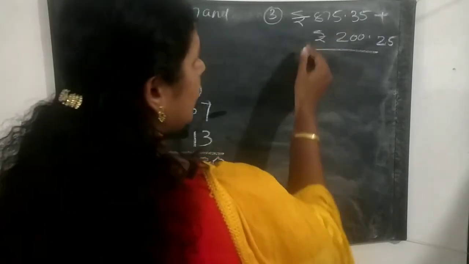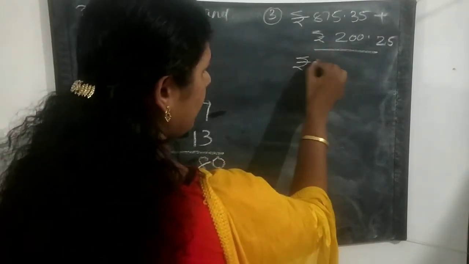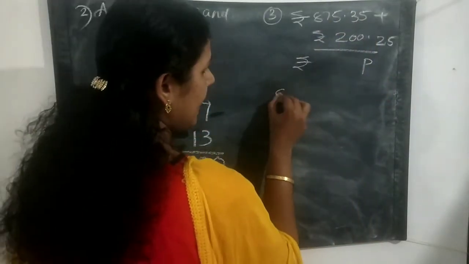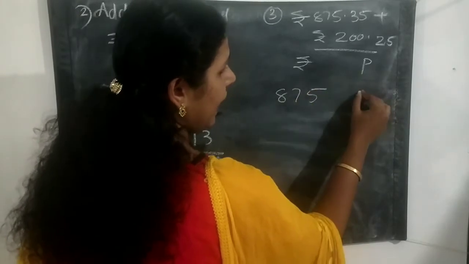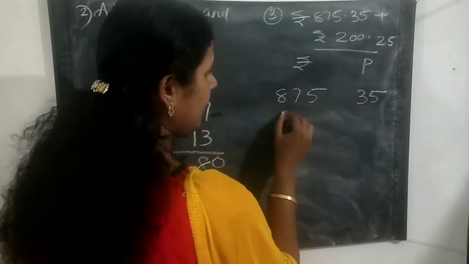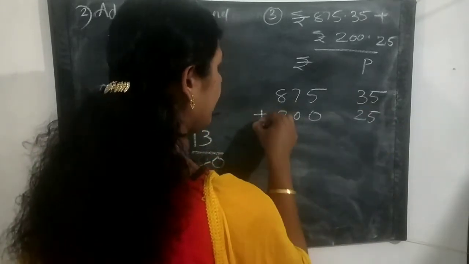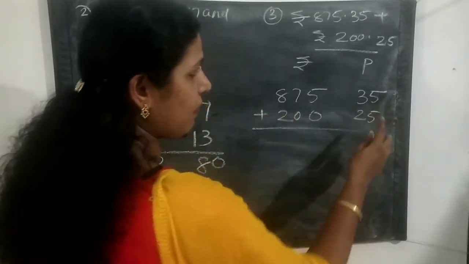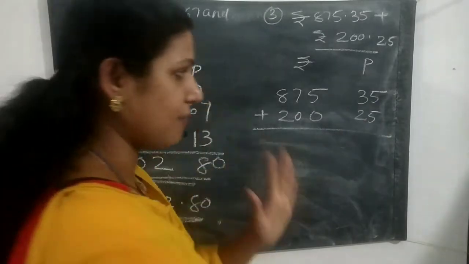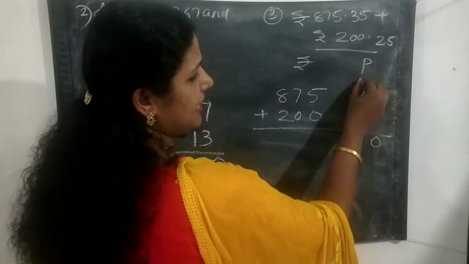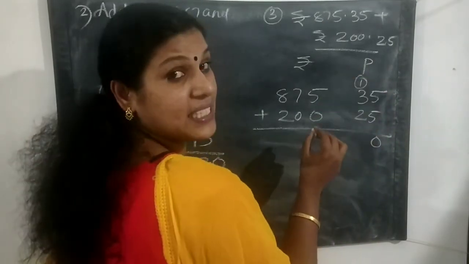The third question is, here we write rupees and paisa column. In the rupees column we write 875 and paisa is 35. Here we write 200 and it is 25. Then we add these numbers, 5 plus 5. 5 in the mind, 5 on the fingers. After 5 we get 10. So here we write 0 and the carry over is 1.